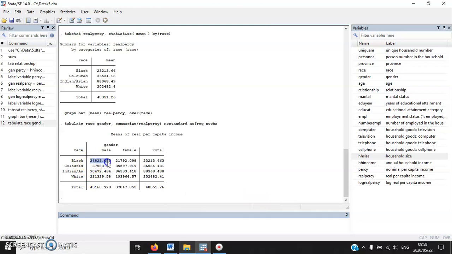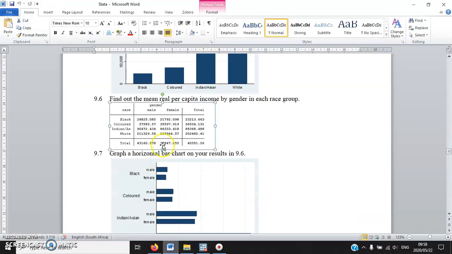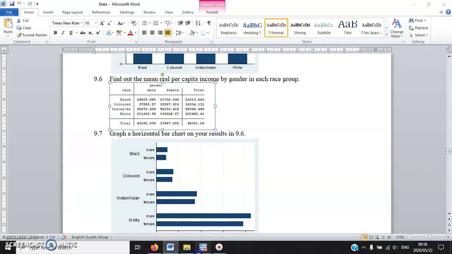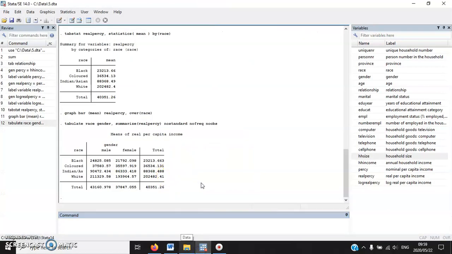Okay, 24825 something. Let's check I did it right. Okay, that's fine. I think you would know how to interpret the results.